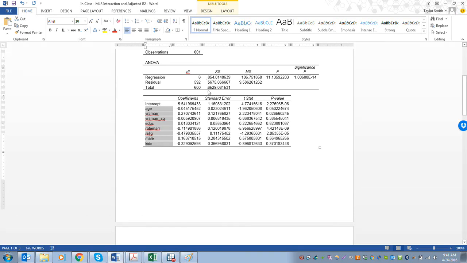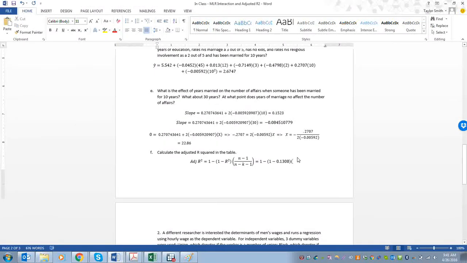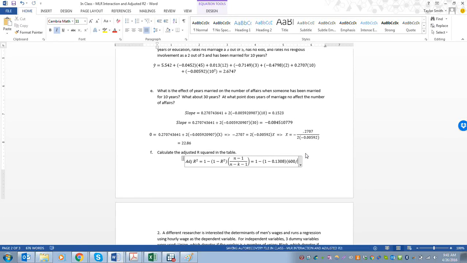N minus 1 is 600 because n is 601. So we'll come here and do 600. Should actually do this in the equation, not outside of it. 600 divided by 601 minus 8 minus 1, which is 592.